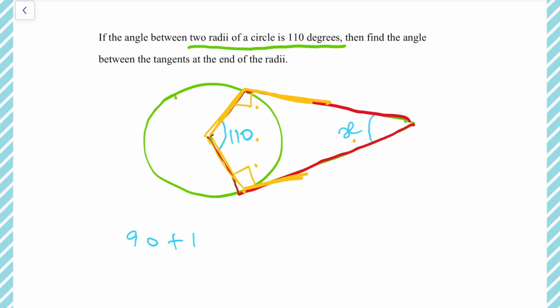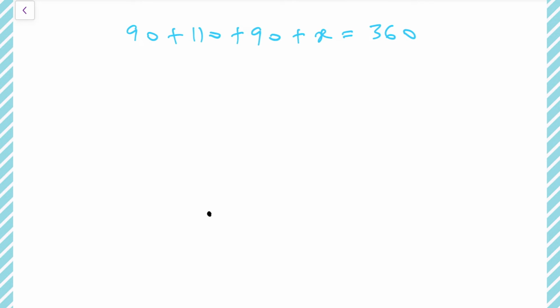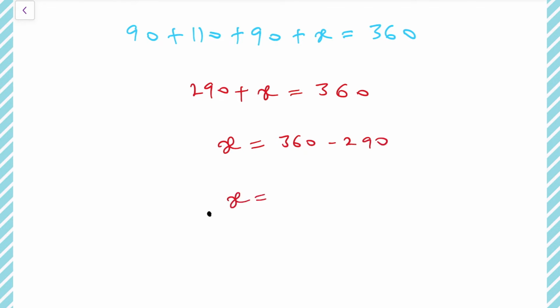90 plus 110 plus 90 plus x equals to 360, because the sum of all the angles in a quadrilateral is 360 degrees. 90 plus 110, 200. 200 plus 90, 290 plus x equals to 360. Take 290 to the other side. X equals to 360 minus 290, so x is equal to 70 degrees.